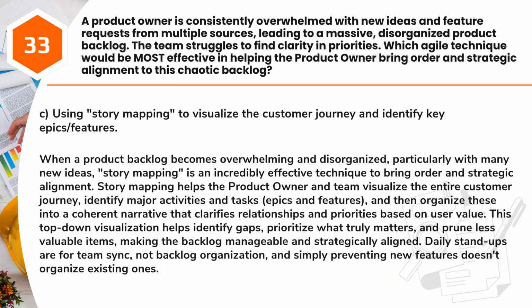Story mapping helps the product owner and team visualize the entire customer journey, identify major activities and tasks, epics and features, and then organize these into a coherent narrative that clarifies relationships and priorities based on user value. This top-down visualization helps identify gaps, prioritize what truly matters, and prune less valuable items, making the backlog manageable and strategically aligned. Daily stand-ups are for team sync, not backlog organization, and simply preventing new features doesn't organize existing ones.